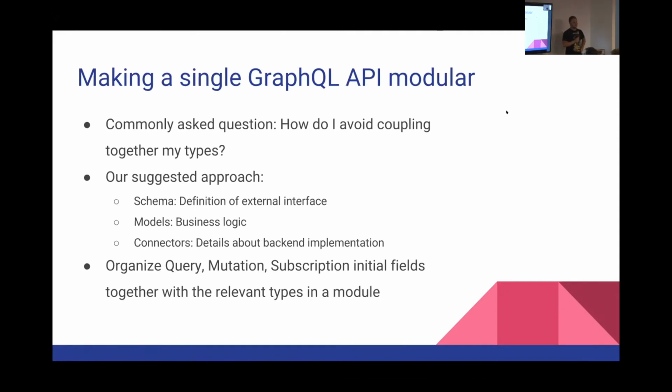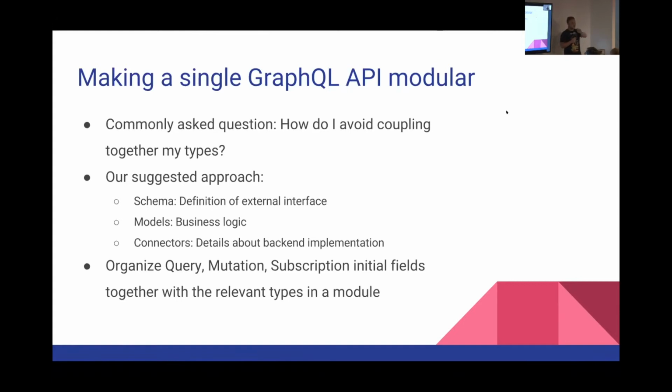So the first thing people ask about is, let's say I do have one GraphQL API code base. How do I make it modular? How do I avoid coupling together different stuff? This is one thing that we've been talking about for maybe a year and a half now, and you might also have heard this from some people at Facebook: it's nice to separate your GraphQL server into a bit of a layered architecture.